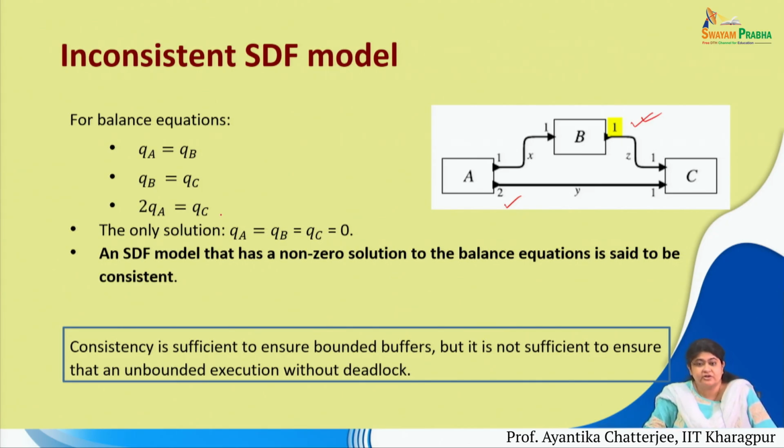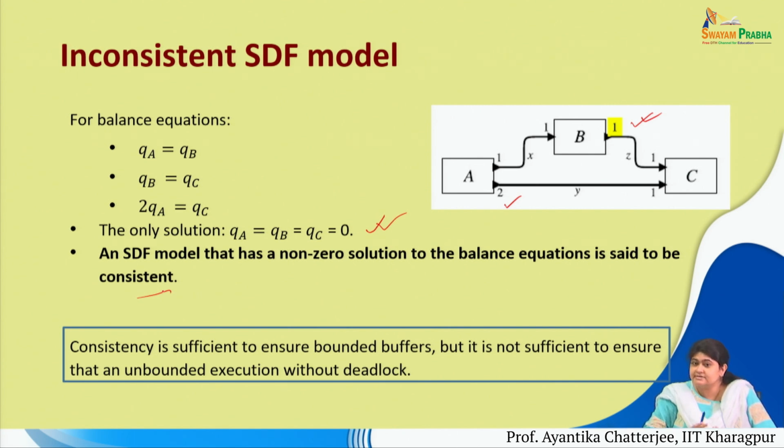Now if we try to solve, the only solution we get will be QA equal to QB equal to QC. That means there is no non-zero solution for these balanced equations, and this may lead to inconsistency. An SDF model that has a non-zero solution to the balanced equations is said to be consistent. Okay.